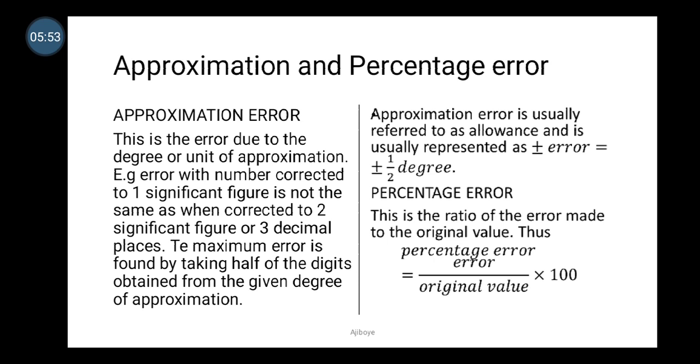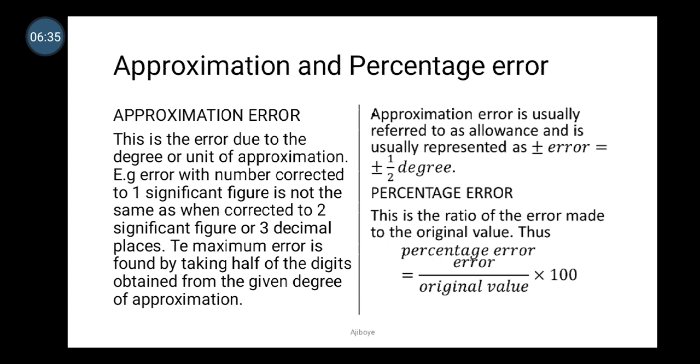So for example, error with a number corrected to one significant figure is not the same as when corrected to two significant figures or three decimal places. The maximum approximation error is found by taking half of the digits obtained from the given degree of approximation.